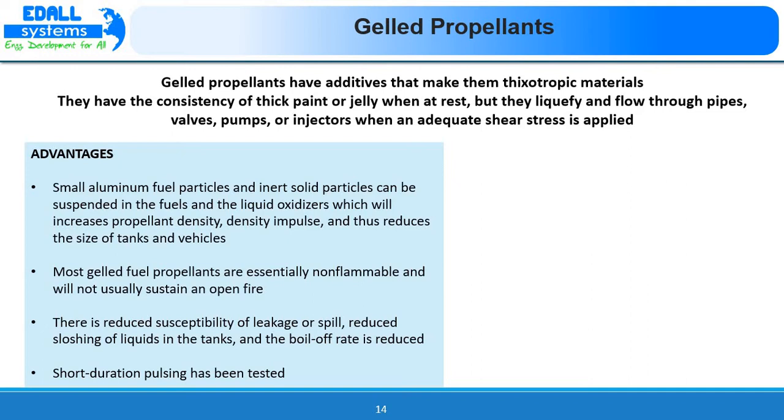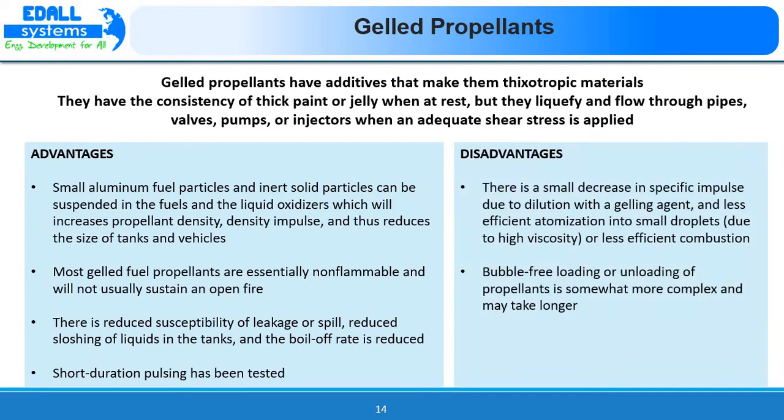Most gel fueled propellants are essentially non-flammable and will not usually sustain an open fire, so it becomes environment friendly. Then there is a reduced susceptibility to leakage or spill, reduced sloshing of liquids in the tanks, and the boil off rate is reduced. So again, it is a very good advantage over liquid propellants. Short duration pushing has been tested. Testing is still going on and experiments are carried out on such propellants, but none of them have flown yet.